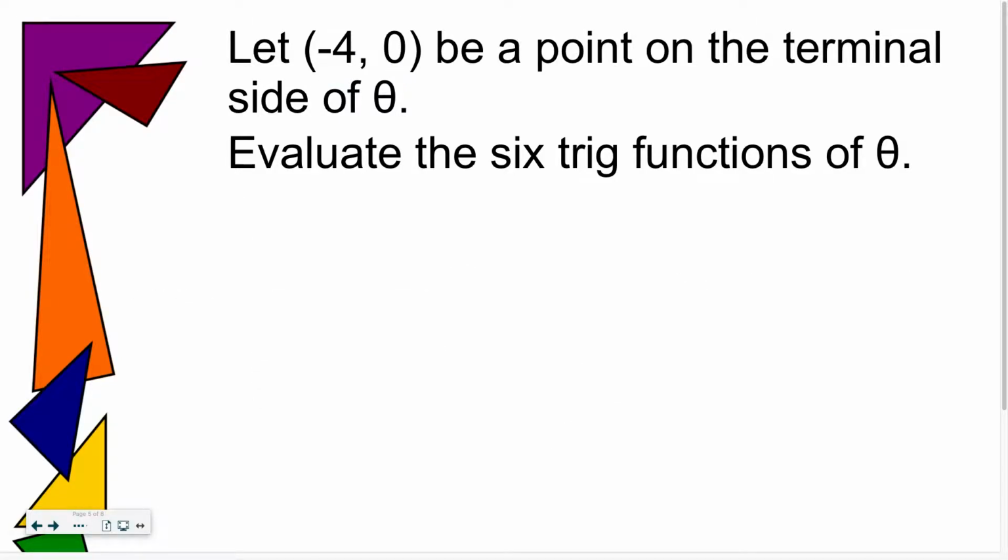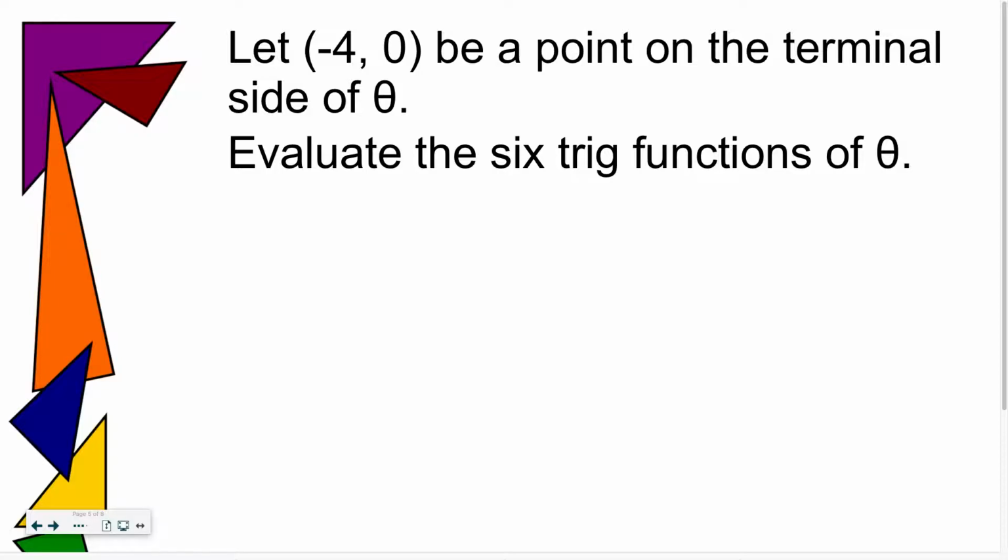Okay, you try this one at your pods. We're going to do the point -4, 0. It's going to put my visual people in a lurch because you can't draw a triangle right there, can you? No, it's on the x-axis.